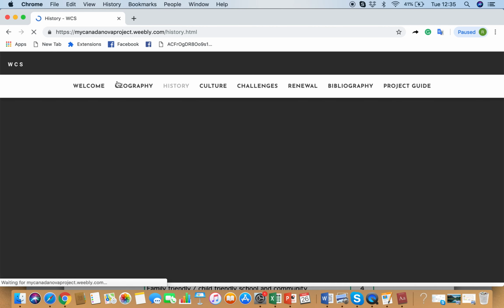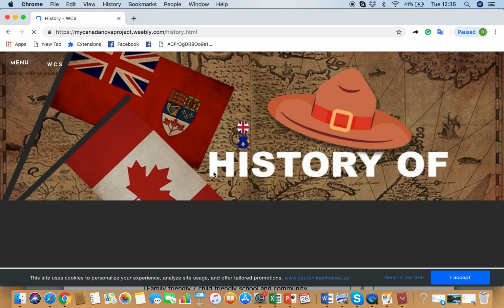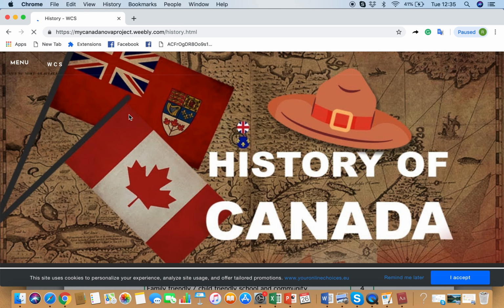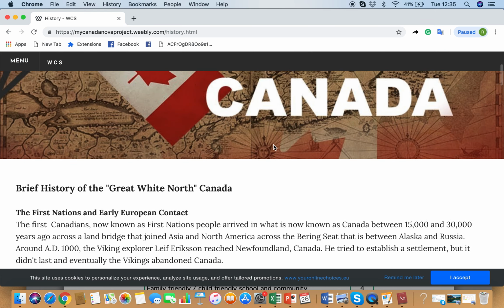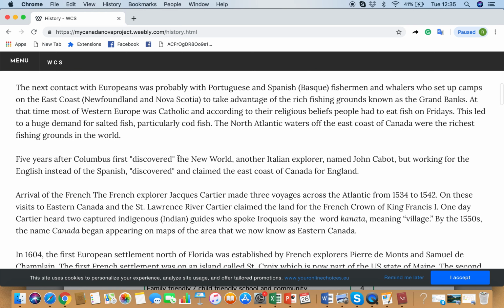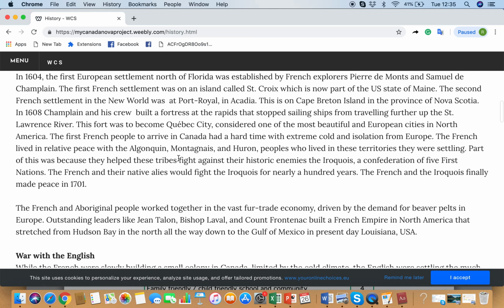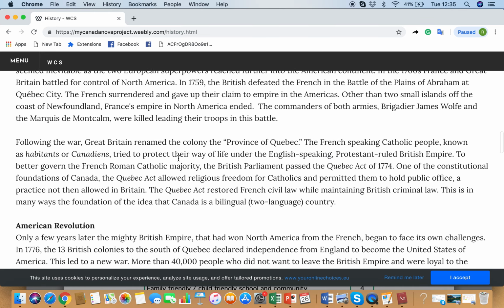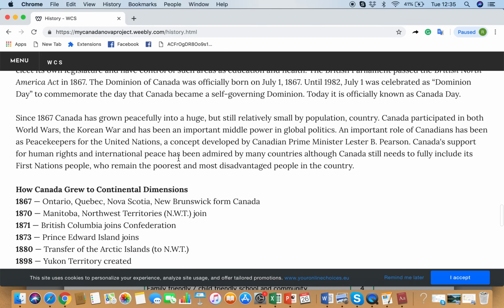And history. History is also a compulsory part of the project. Again, I found an image that very clearly shows this was actually history of Canada. And I have to cite that. Brief history of the Great White North. And a lot of this I wrote from my own knowledge because I happen to be Canadian and I know this information since I was a child, but I did cite sources.